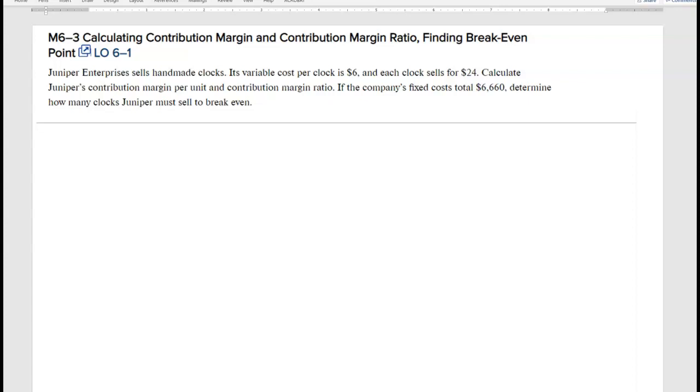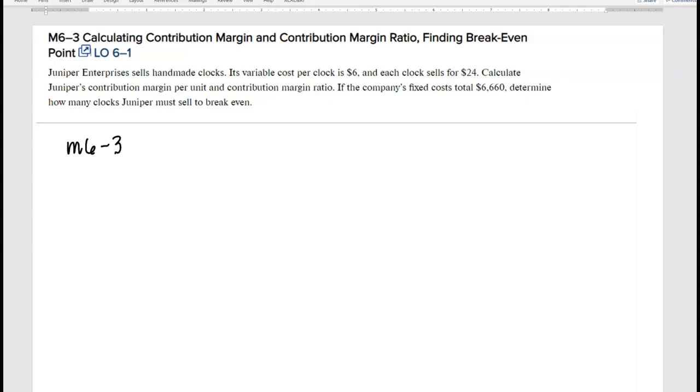This stuff is used a lot in many different businesses, so it's a very handy tool to have some knowledge about. I'm just going to run through a bunch of examples and talk about how we can calculate this stuff without memorizing long formulas. Let's start with M6.3, mini exercise 6-3.